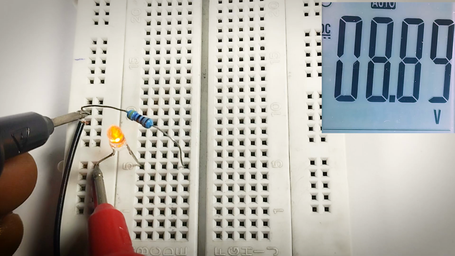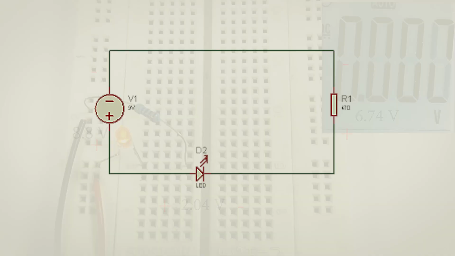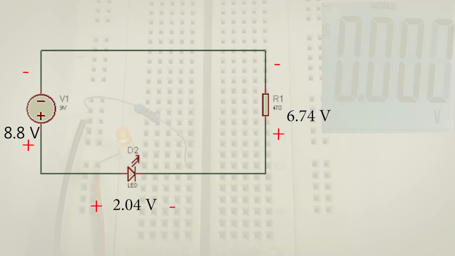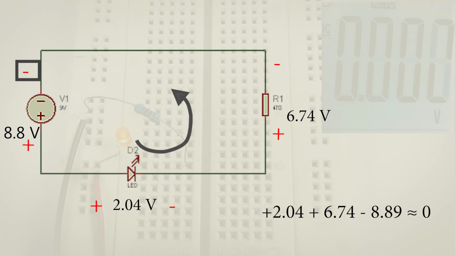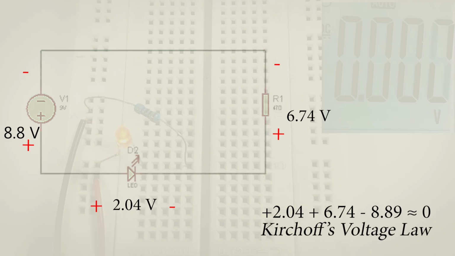So voltages across a circuit sum up to 0 volts. So if we sum up our voltages using our signs, we would have plus 2 volts, plus 6 volts, minus 8 volts, and if we sum this up, we would have 0. Now this is Kirchhoff's voltage law.